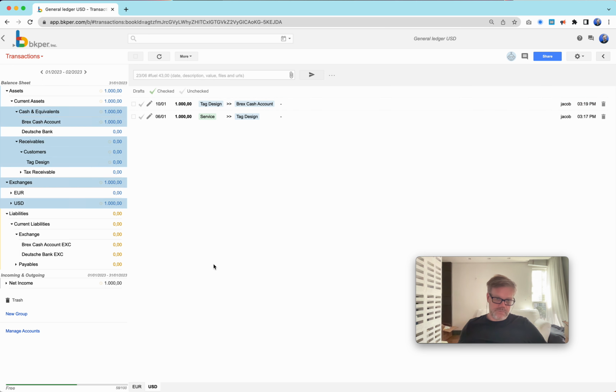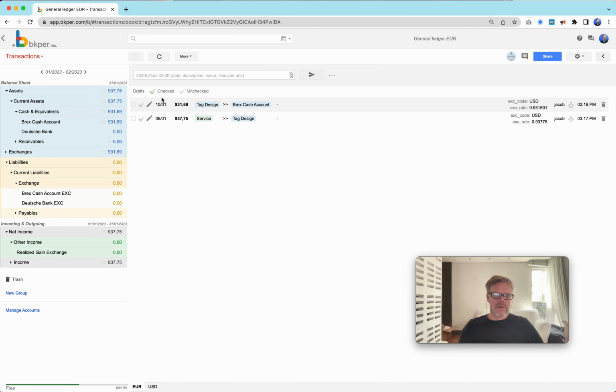Okay, the tag is back to 0, and I have a cash of 1000 here, and there is a cash on my euro account in euros, right? So it's my USD account with cash.